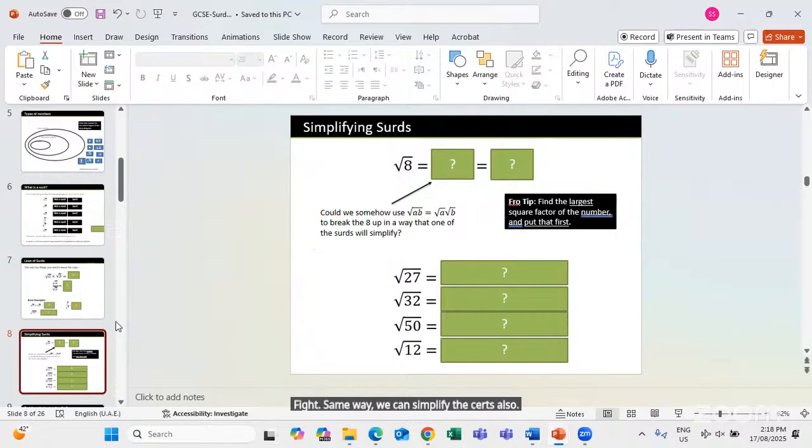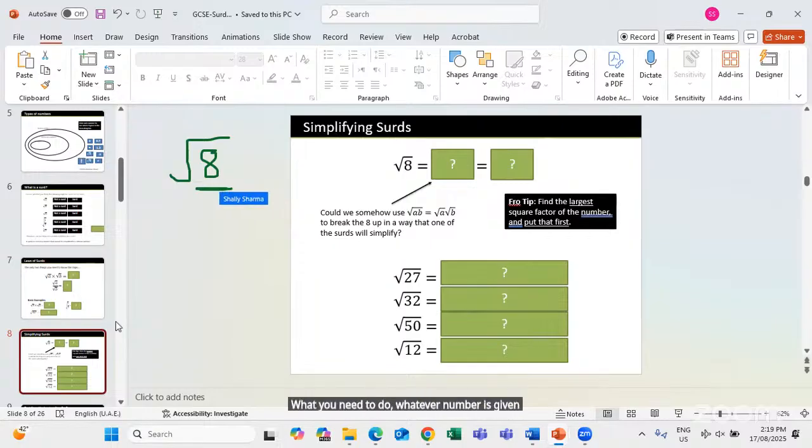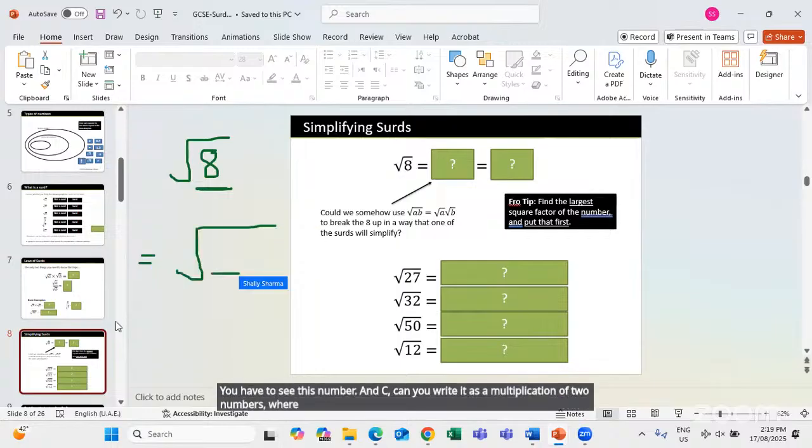Sometimes in a surd like square root of 8, they ask us to simplify this surd. Now there is no multiplication sign, there is no division sign. So what can we do? Whatever number is given over here, you have to see this number and see, can you write it as a multiplication of two numbers where one number has a proper square root.